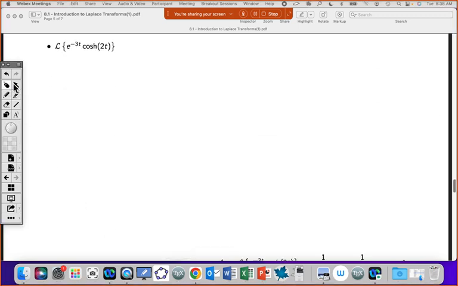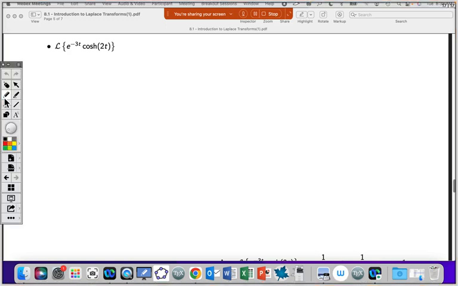Let's take a look at this next one. I've got the Laplace transform of e to the minus 3t times cos 2t. We don't have anything right now that handles multiplication with Laplace transforms.